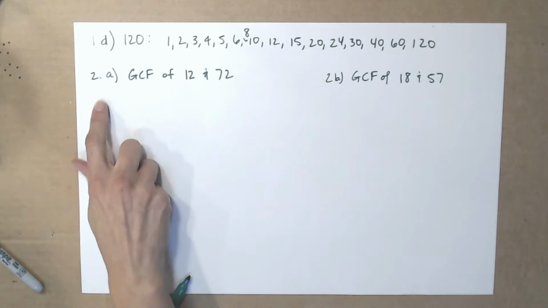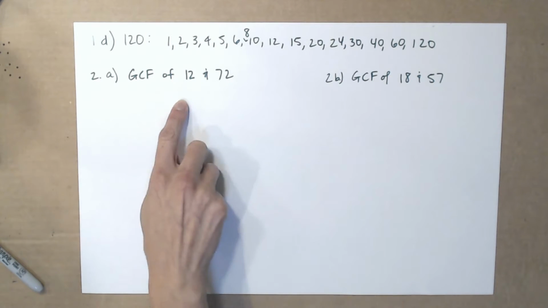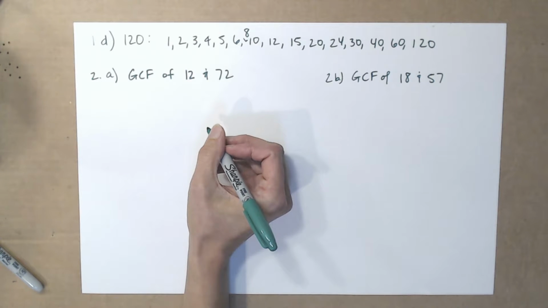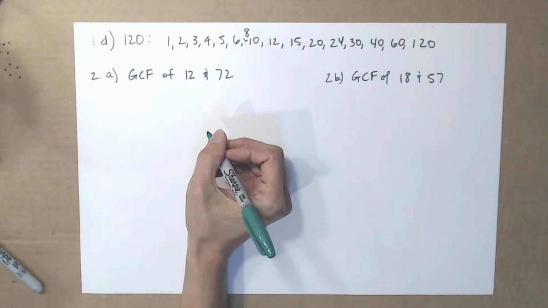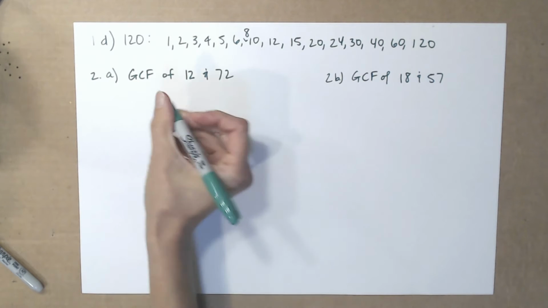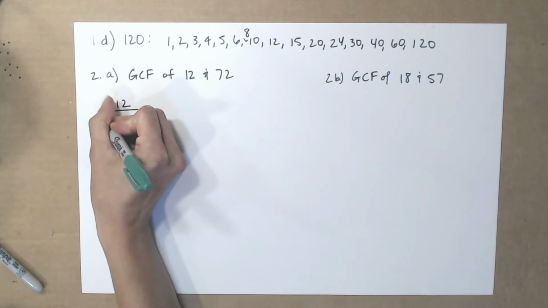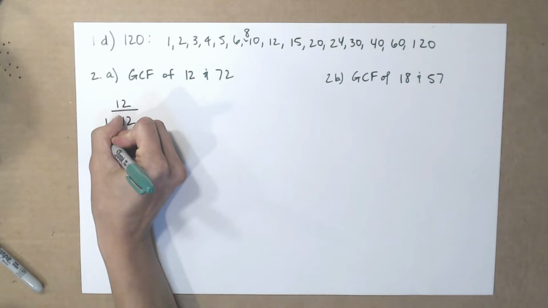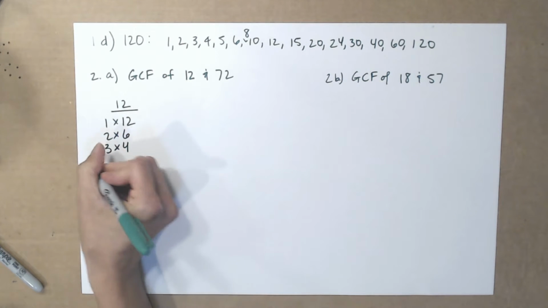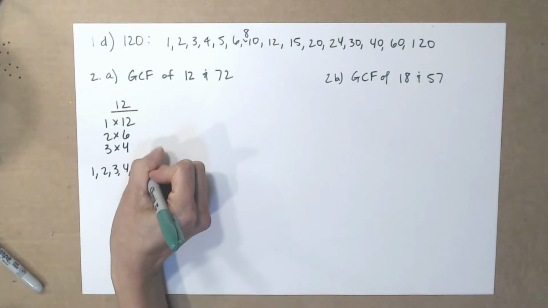And moving on to number 2, we're looking for the greatest common factor of each pair of numbers. The first one says 12 and 72. So you want to find the factors of each and then find the greatest common factor, a factor that they both have. So the factors of 12, let's do that first. So we have 1 times 12, 2 times 6, 3 times 4. And that's all. So 1, 2, 3, 4, 6, and 12.